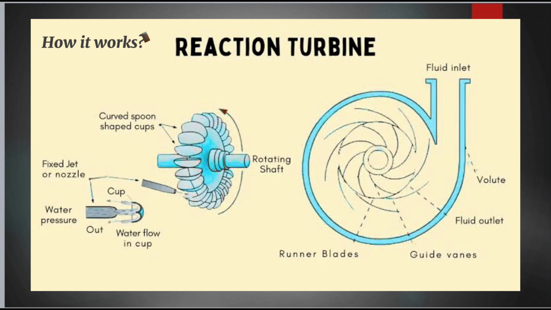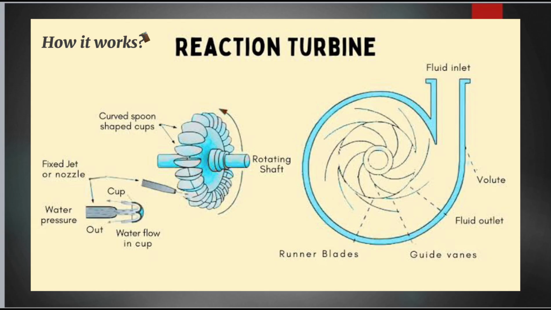So how it works? Number 1. Steam expansion occurs in both stationary and moving blades. Second, stationary blades act like nozzles, partially expanding the steam. Next, moving blades are shaped to function like nozzles themselves, allowing further expansion.